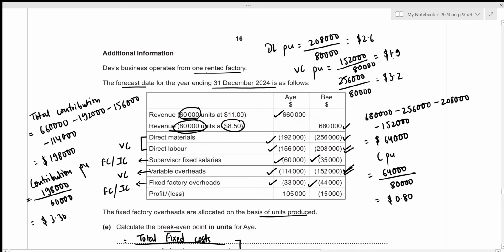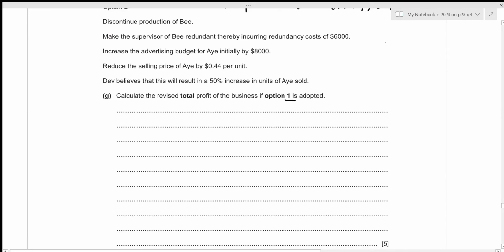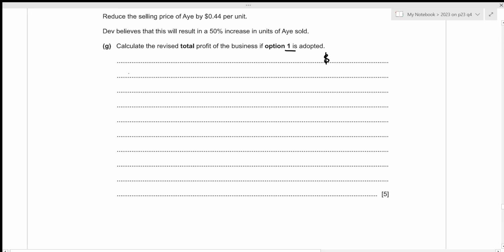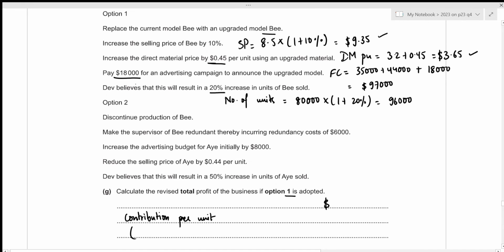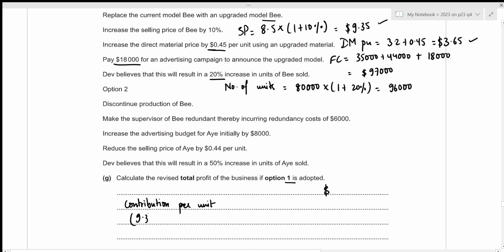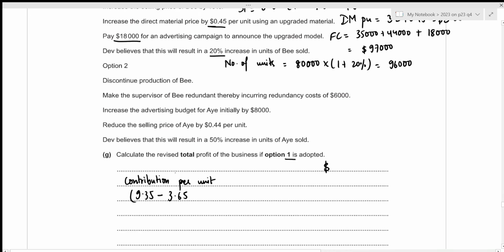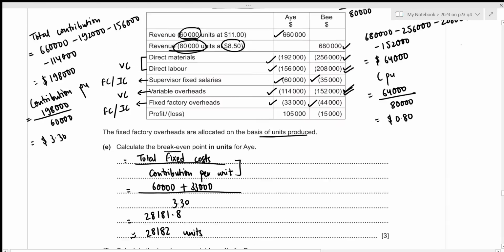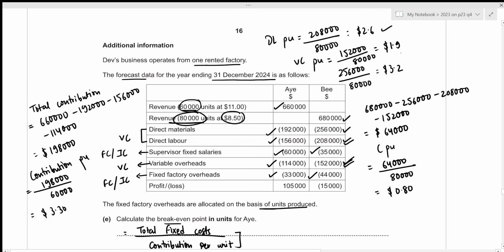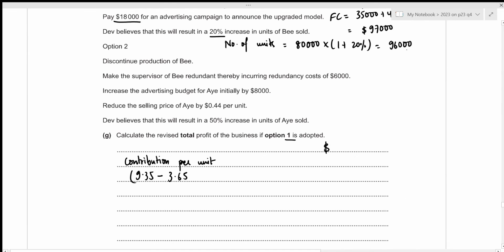So now we can first calculate the contribution per unit. The contribution per unit is just going to be our selling price minus all of the variable costs. The selling price in this case is 9.35. We have our first variable cost of direct material per unit, which is 3.65. We calculated it right here. Then we also calculated the direct labor as well as the variable cost of 2.6 and 1.9. Let's write it down. So minus 2.6 minus 1.9. This gives the contribution per unit to be 1.20.